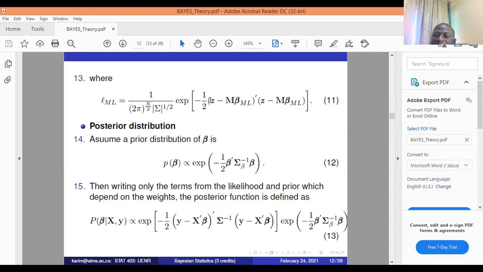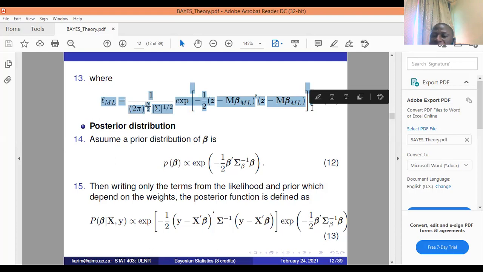So here we have Z minus M times the maximum likelihood estimator, times the maximum likelihood estimator. So the M is just our X multiplied by the beta, the same thing. But here we are using the maximum likelihood estimator. And then this is the transpose, and then you multiply by this. This is the likelihood function for the data.